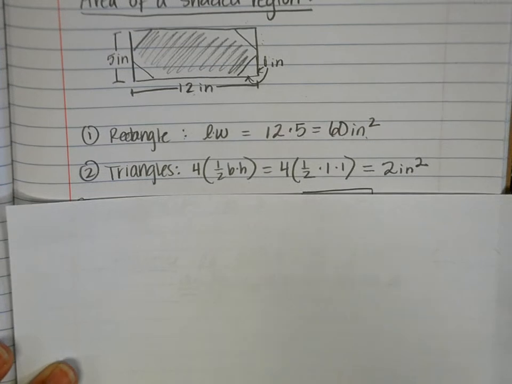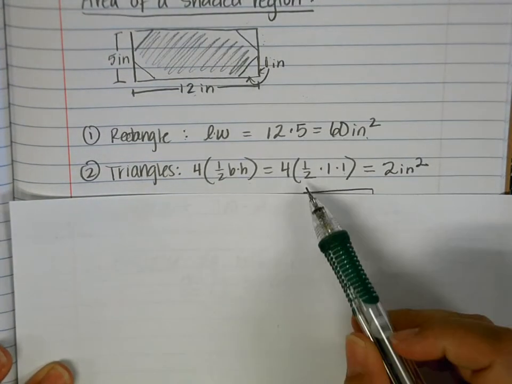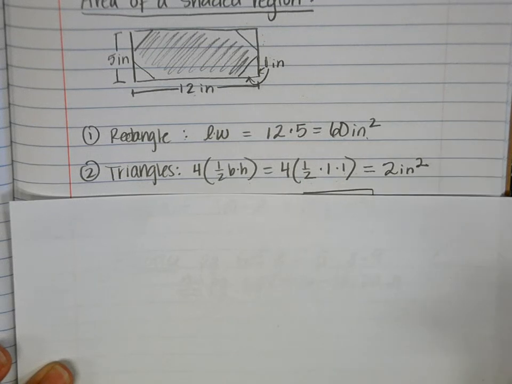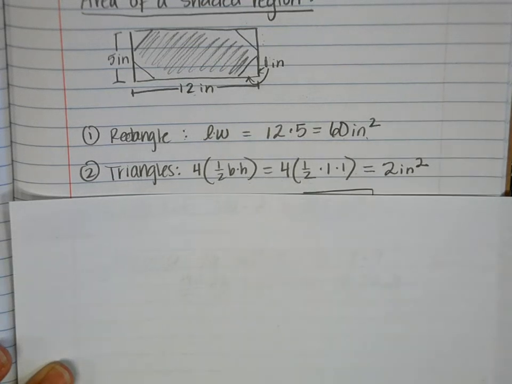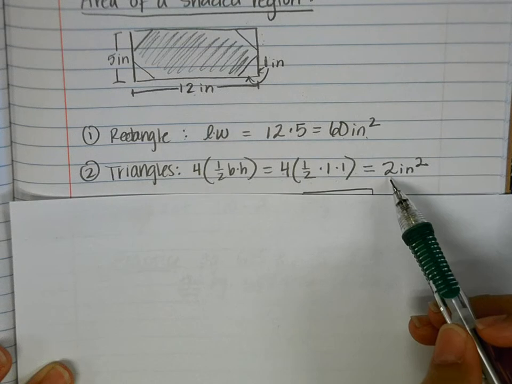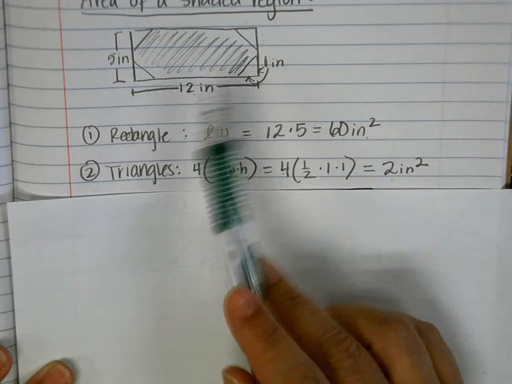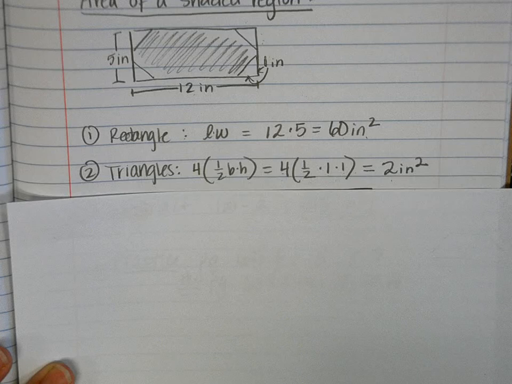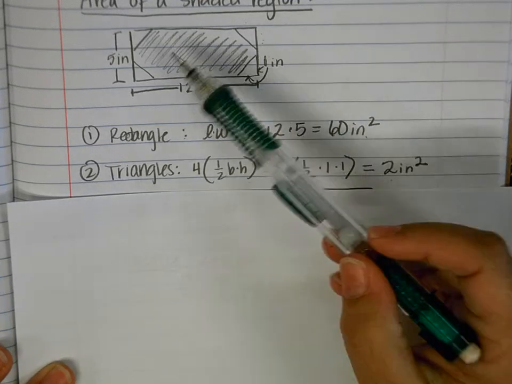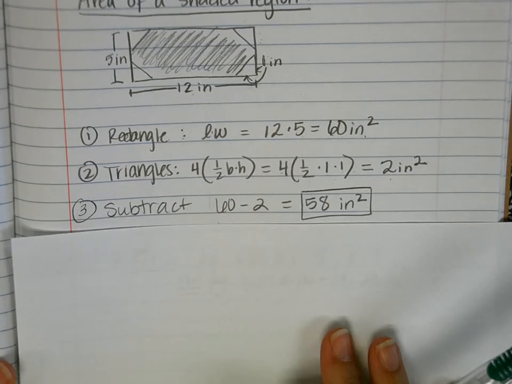Okay. So now my base and height are both 1, so that's pretty easy. So what's half of 1? 0.5. What's 0.5 times 4? 0.5 is a half, right? So half of 4 is 2. So if our rectangle is 60 and our triangles add up to 2 total, how do I get just the shaded piece? What should I do with these numbers? Good. Subtract.